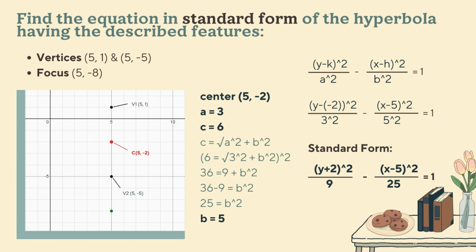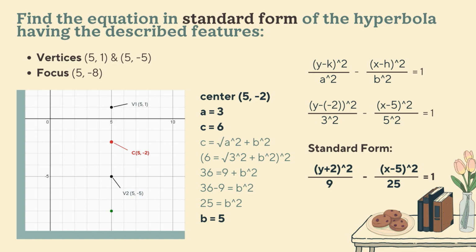So we have here another example. We have the examples of vertices, foci, and center. This equation is not found at the origin, not centered at the origin, and we have the values of our vertices, foci, and center this time. For our vertices, we have 5, 1 and 5, negative 5. For our focus, 5, negative 8, and for our center, 5, negative 2.